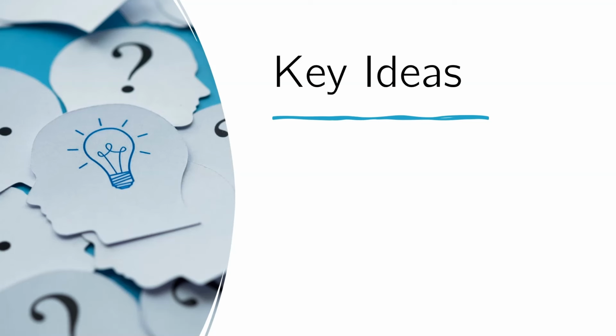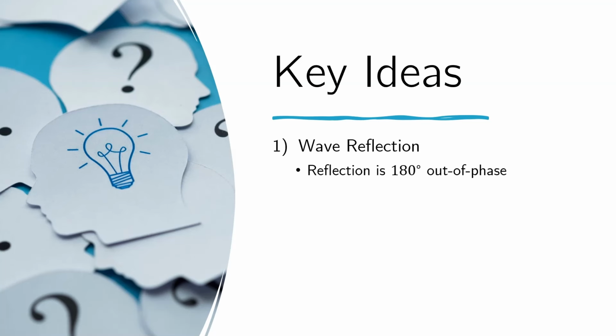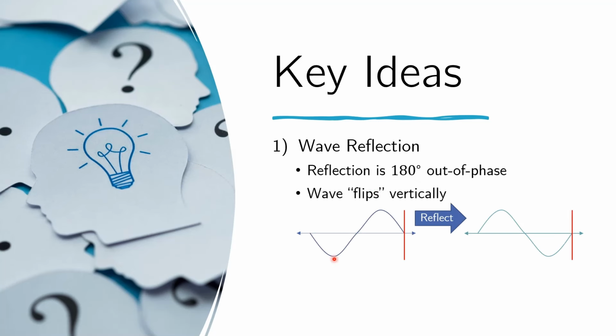Let us now consider a few ideas that will be useful in the solution of this problem. First is the idea of wave reflection. So wave reflection at a fixed end means that the reflection is 180 degrees out of phase. What that means is that the wave is flipped vertically. If we start with a wave like this, after it reflects off this fixed end, it will now look like this. So the negative portion now becomes positive, and the positive portion now becomes negative.